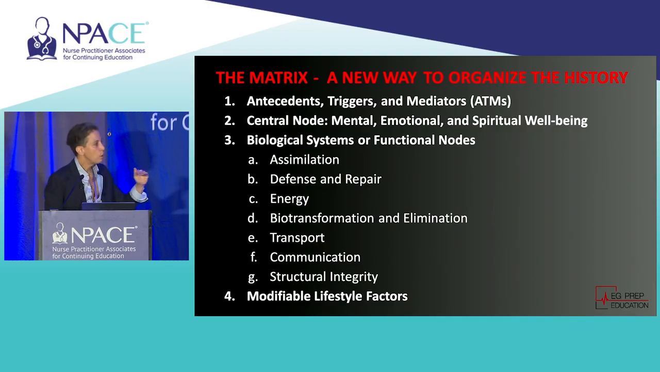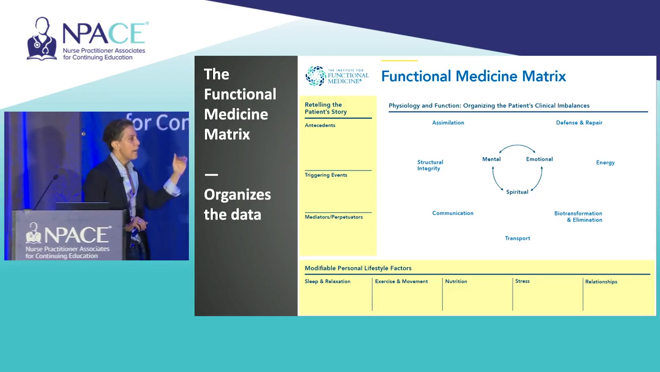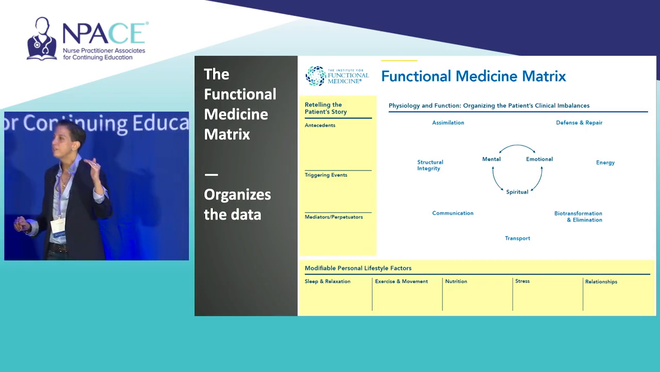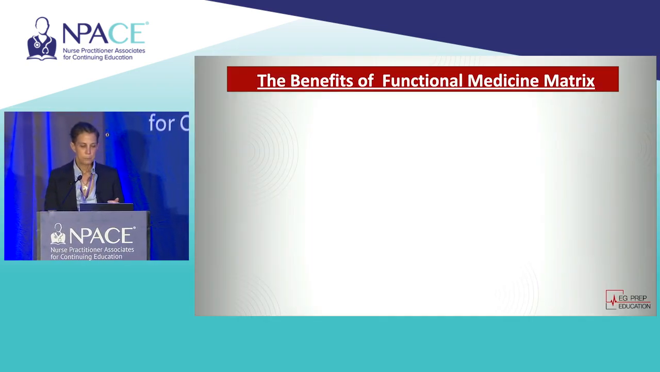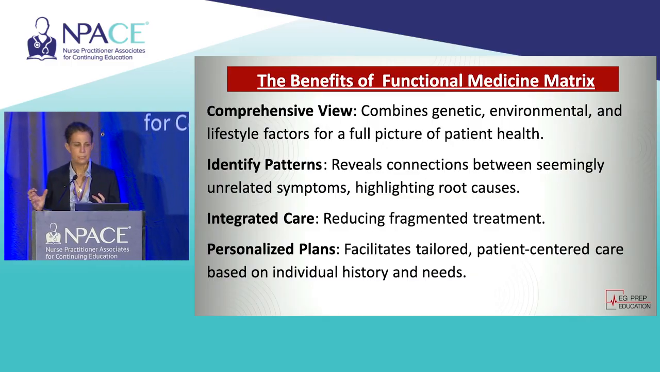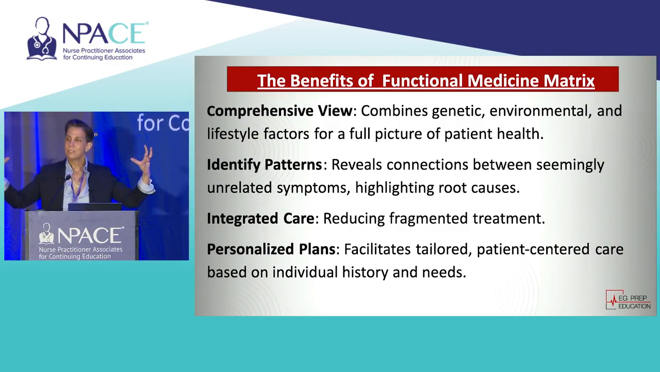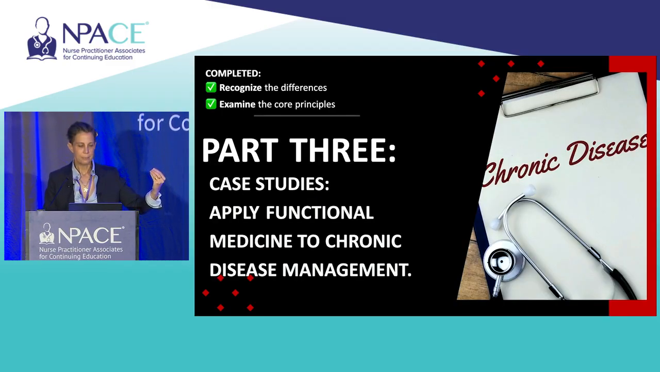We start looking at what's happening, how this person is living their life. And this is how you take a history, right? This feels very different than old cards, I'm hoping. Okay, so we start to see that with functional medicine, we get a comprehensive view: genetic, environmental, lifestyle. We start to identify patterns, and we're going to use this to create personalized plans.